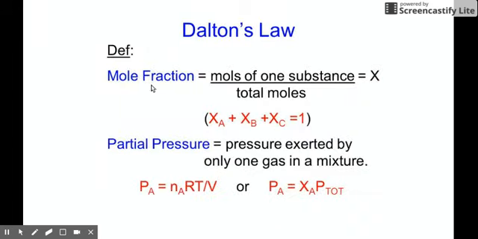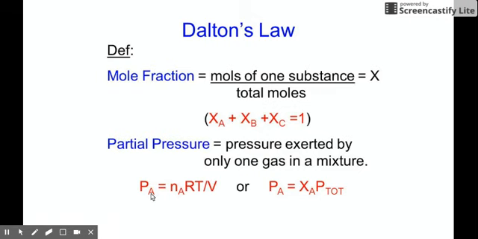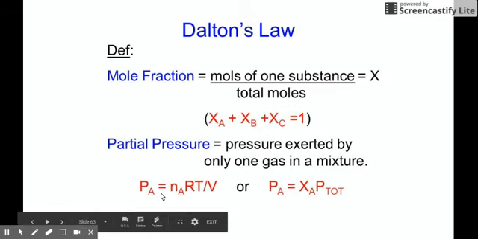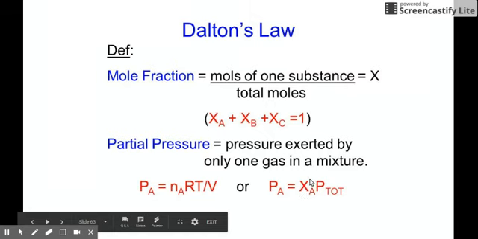So combining the concept of mole fraction and partial pressure, you have two options to get the partial pressure of a gas. Either you can use the ideal gas law, where A means gas A, whatever that is. So the partial pressure of gas A is equal to the mole amount of gas A times RT over V. Or if the mole fraction is given for gas A, you can just safely calculate the partial pressure of A by multiplying the mole fraction of A times the total pressure.